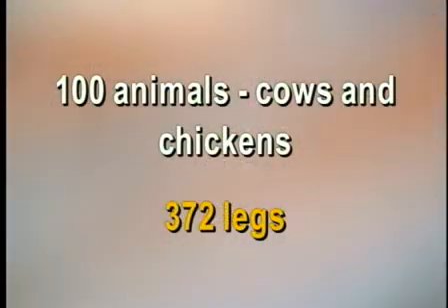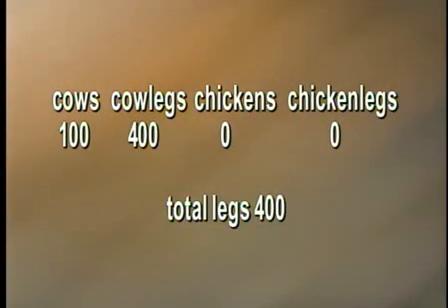So again, let's take a look at the problem. Once again, we have 100 animals. Some are cows, some are chickens. They have 372 legs. What are we going to do to find this out without playing the guessing game? Well, as I said, we'll use a chart. And here's the chart. We have a number of columns. One marked cows, one marked cow legs, a third column marked chickens, the next one chicken legs, and finally total legs. We know that the number of cows plus the number of chickens must equal 100, and the total number of legs must be 372.